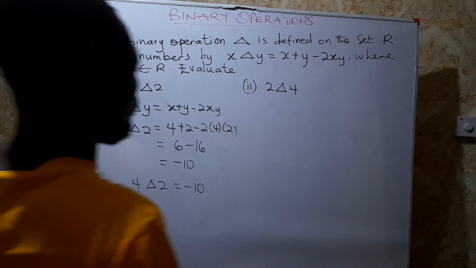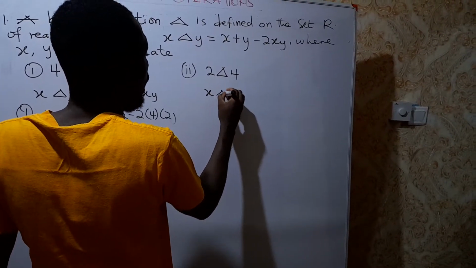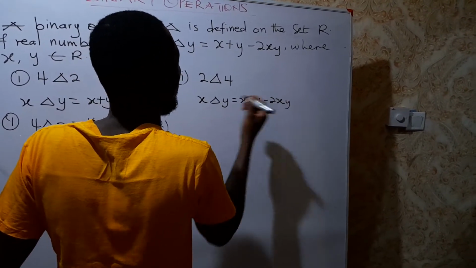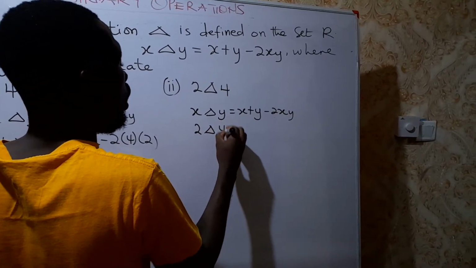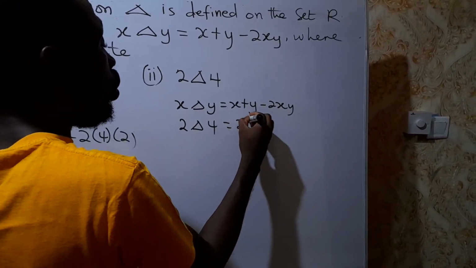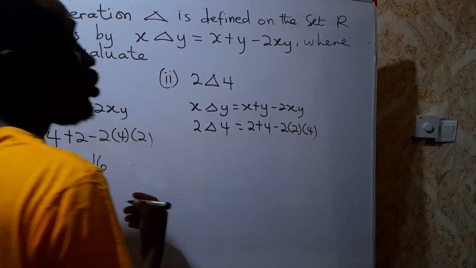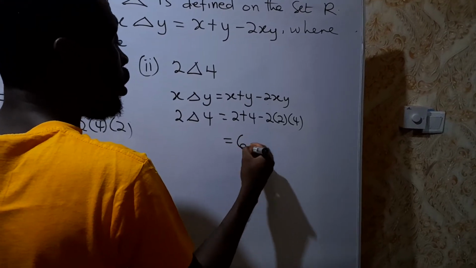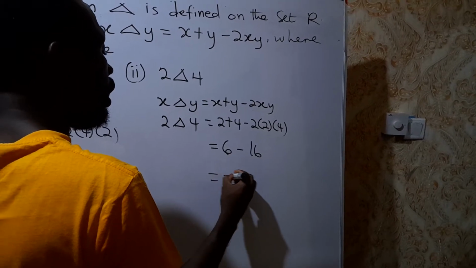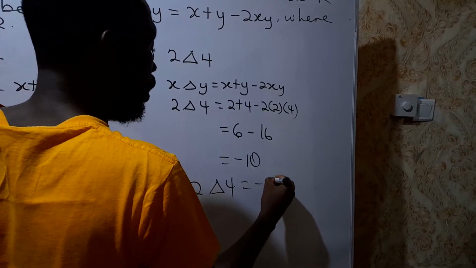Now the second one, we should find 2 delta 4. Remember x delta y is equal to x plus y minus 2xy. And we can say 2 delta 4: any place we see x, we substitute 2, and for y we substitute 4. This will be equal to 2 plus 4 minus 2 times 2 times 4. 2 plus 4 is 6. 2 times 2 is 4, times 4 will be 16. 6 minus 16 is negative 10. Then we can say our 2 delta 4 is also equal to negative 10.